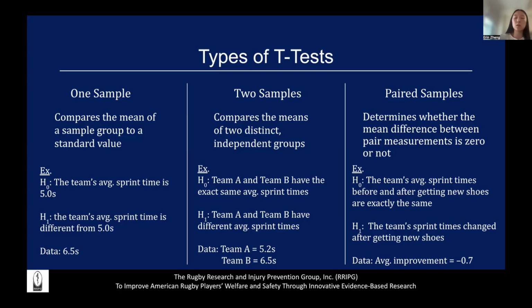And if the data showed that the average improvement was negative 0.7, which is that they got faster after getting new shoes, then the t-test will tell you if that was just by luck, that maybe they warmed up and then they got faster, or if the shoes were actually useful.